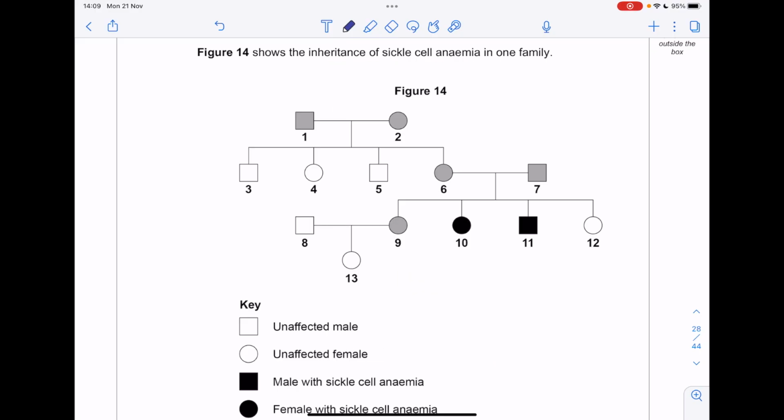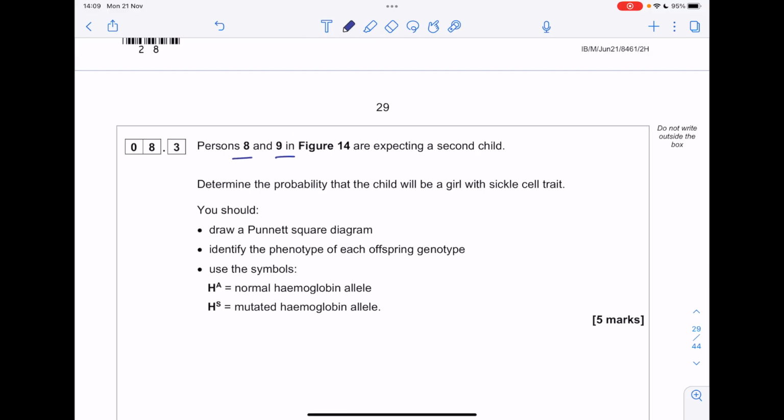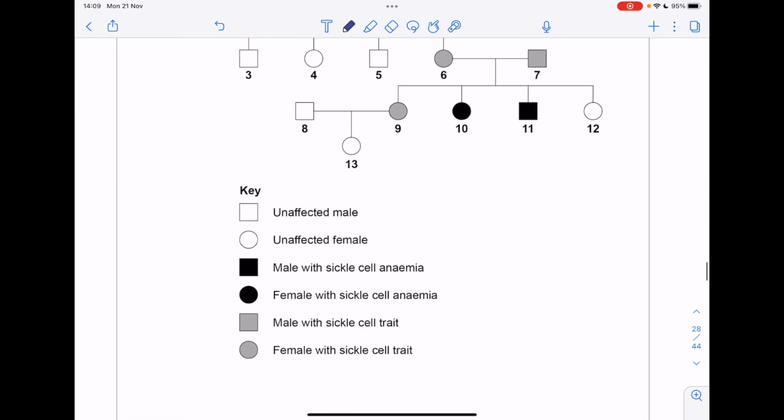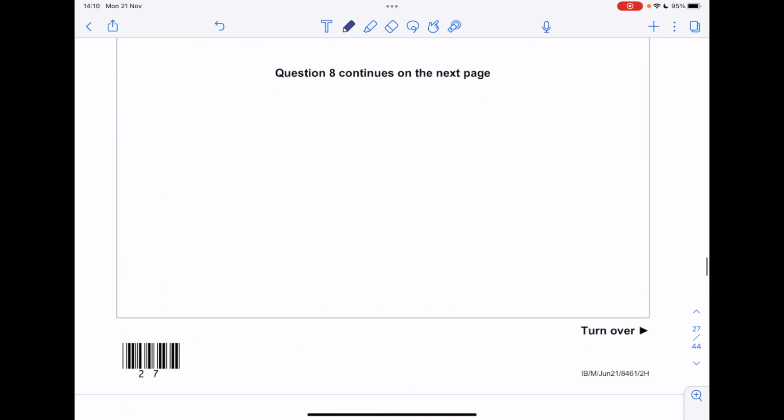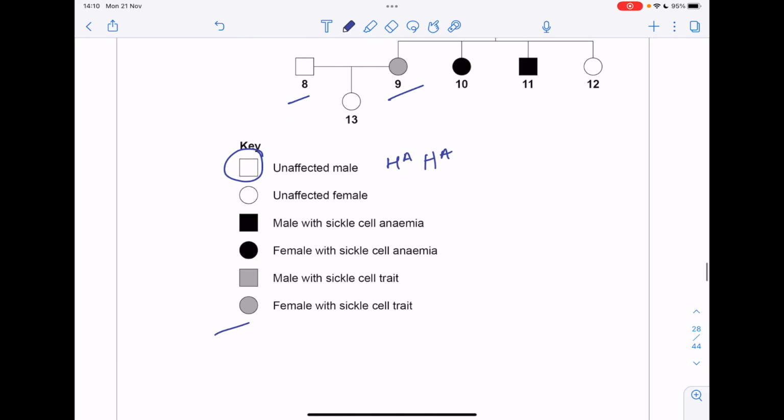Figure 14 shows the inheritance of sickle cell anemia in one family. Here's a key. Persons 8 and 9 are expecting a second child. Determine the probability that the child will be a girl with sickle cell trait. You should draw a Punnett square, identify the phenotype of each offspring, and use these symbols. So let's identify persons 8 and 9. So the unaffected male, remember we said, was HAHA. Person 9 is the female with the sickle cell trait, which remember is HAHS.